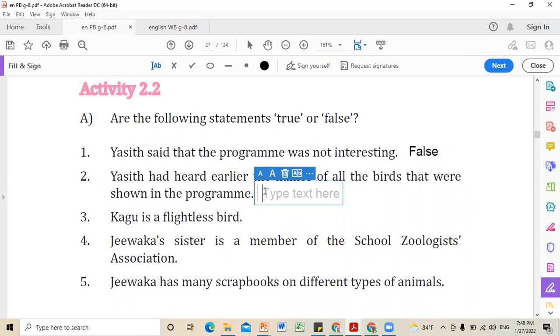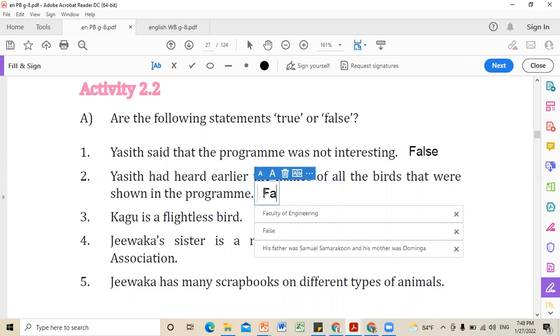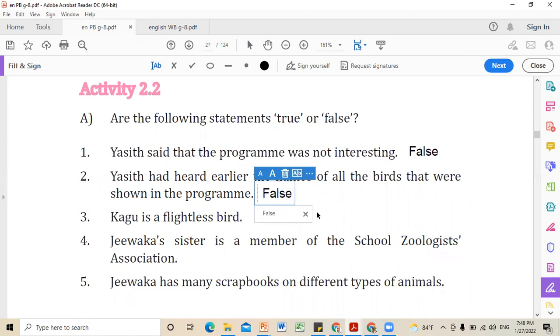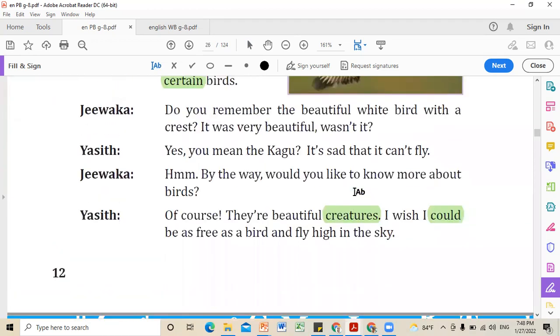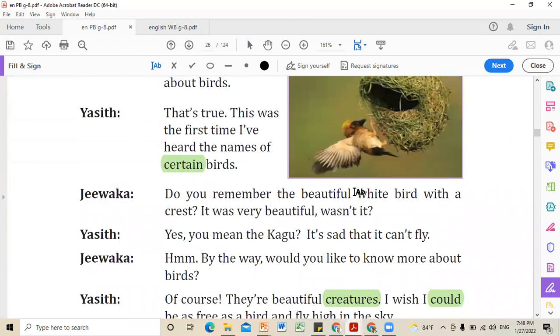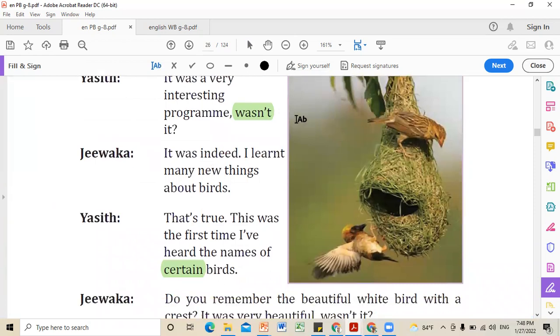False. Okay, so why do you say that it is false, Hirusha? No, teacher. Here in this conversation, Yasith says, this was the first time I've heard the names of certain birds. So Yasith says that this is the first time.